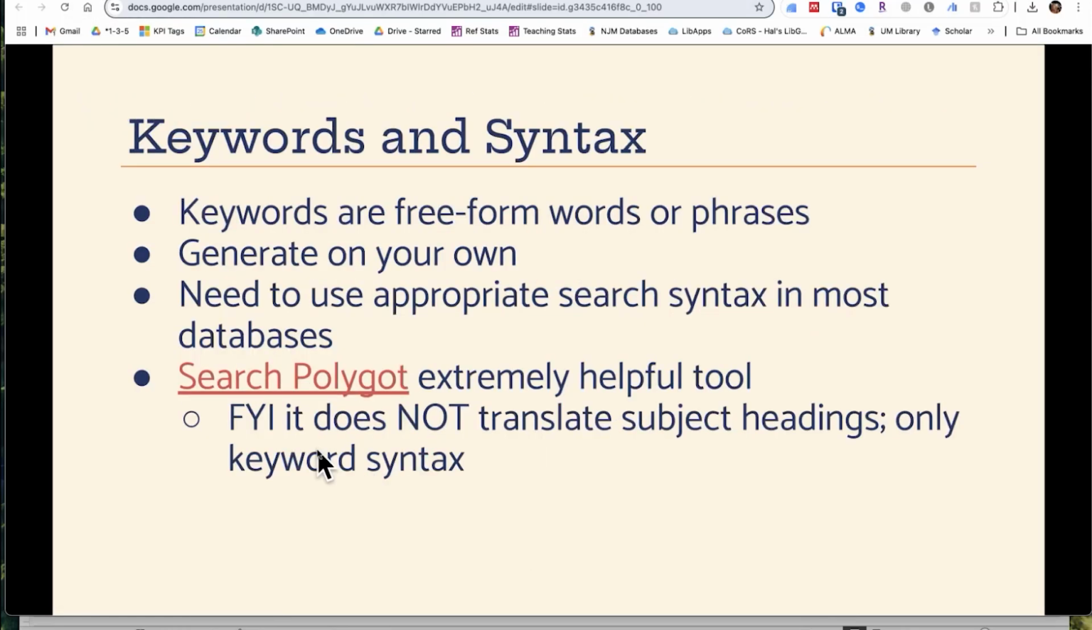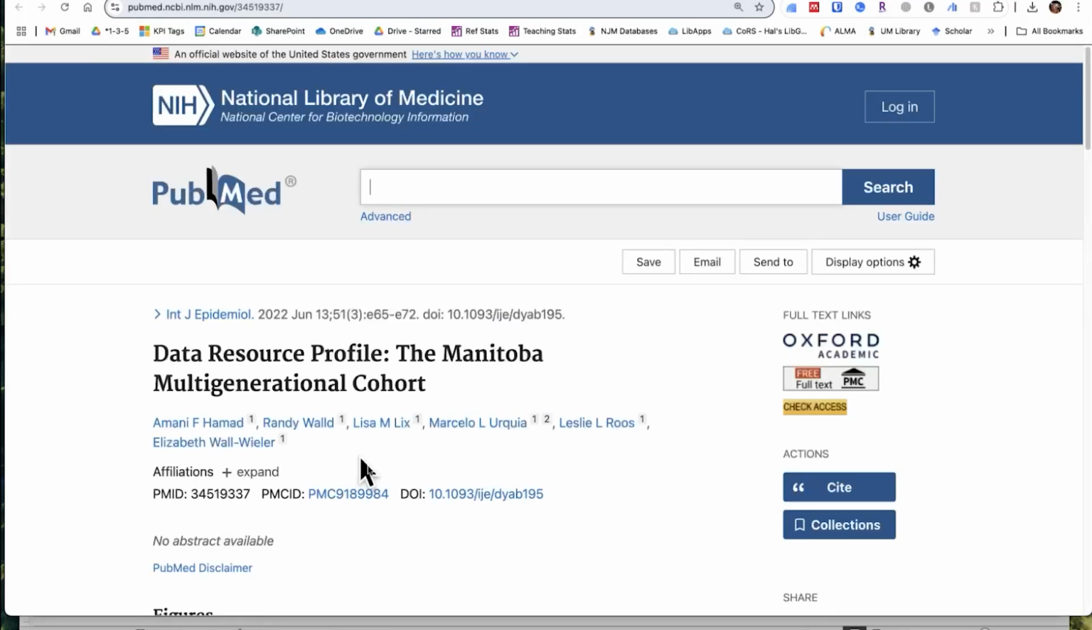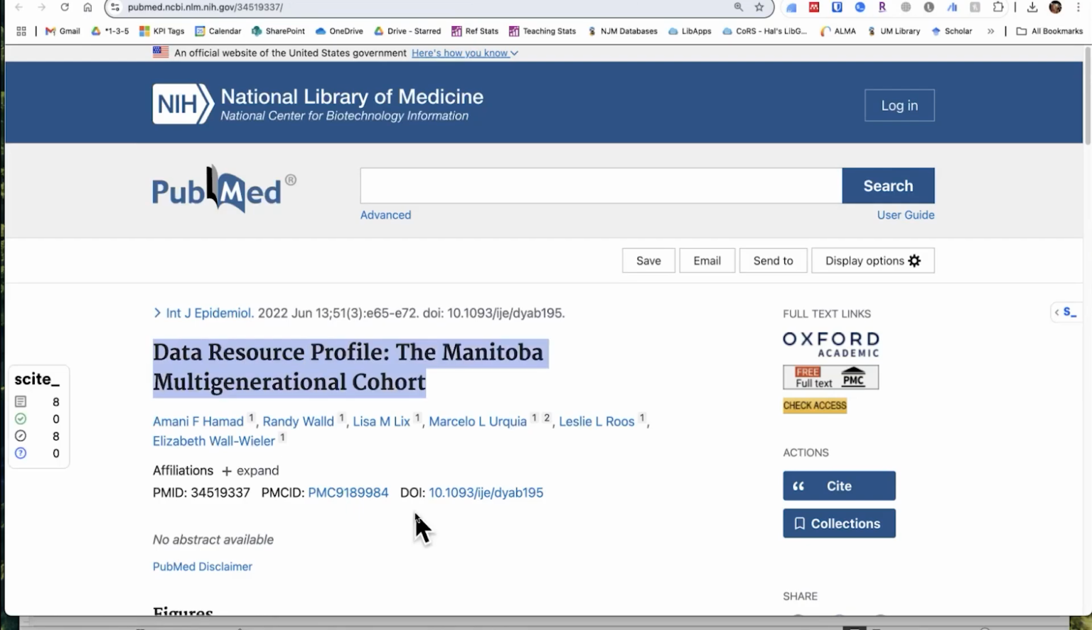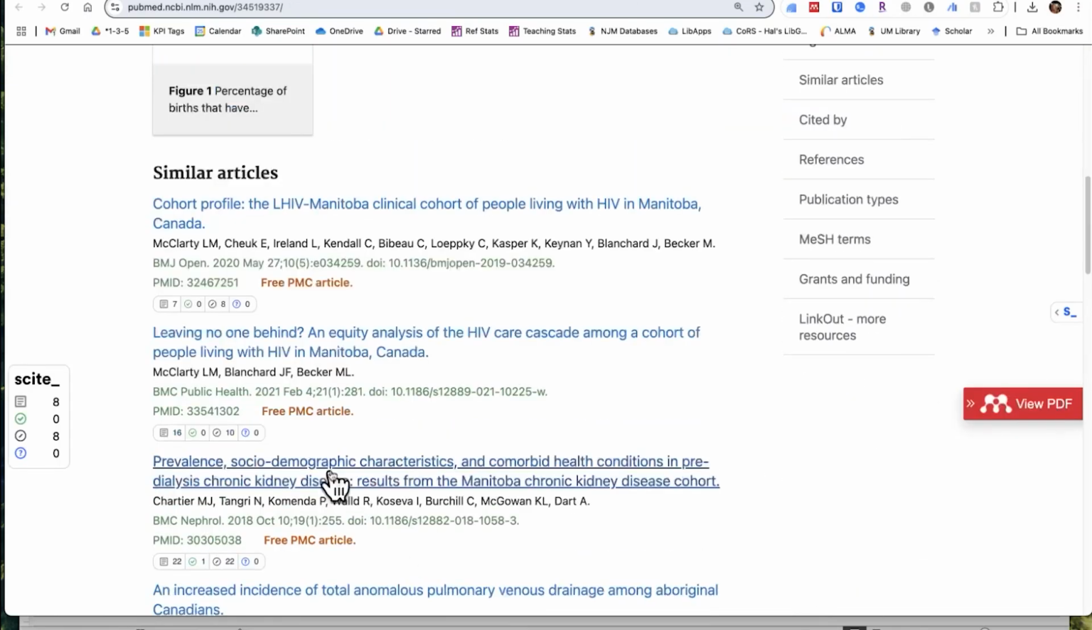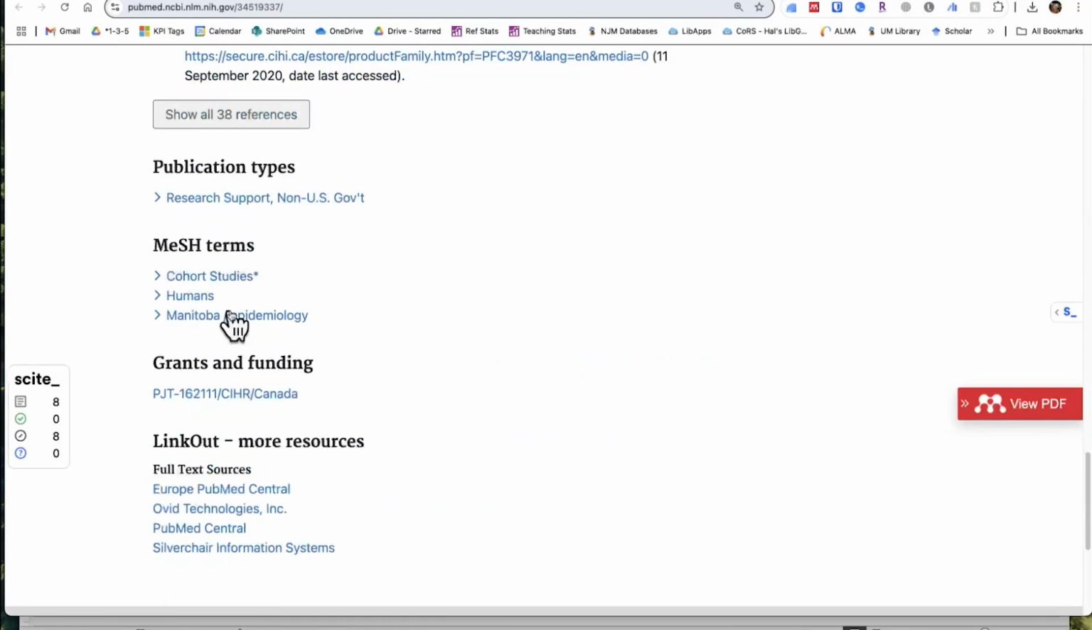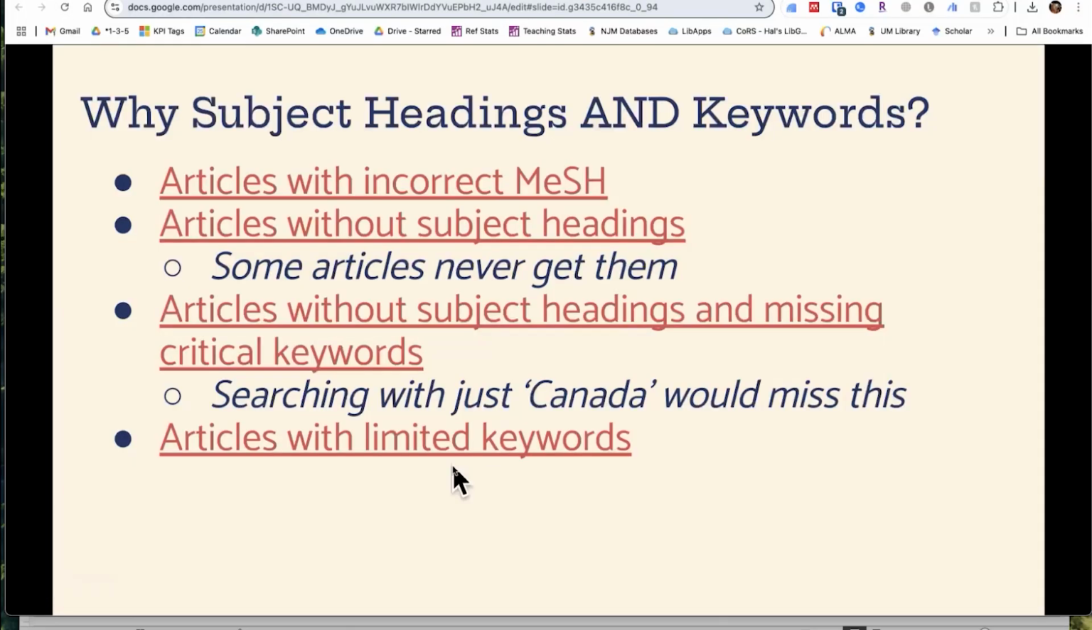And some articles have very limited keywords. So here you can see, here's an article. It has no abstract at all. It does have MeSH terms though. So that is why you have to use a combination of both. I know it seems repetitive. People don't like doing it, but it's just because of how these terms are applied. You need to have both if you want to do a proper systematic review.